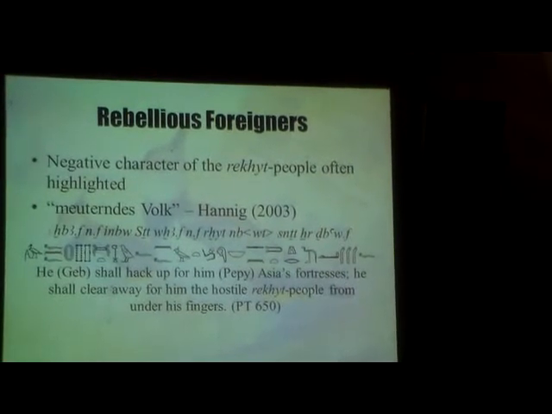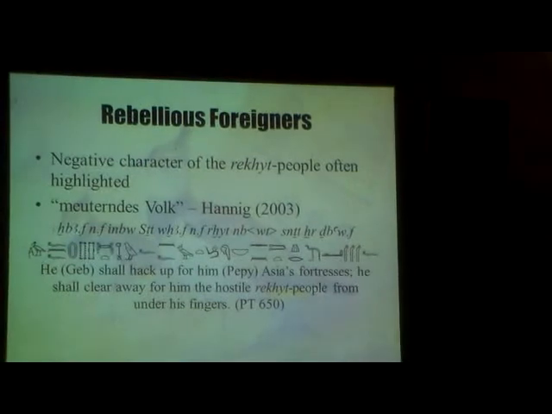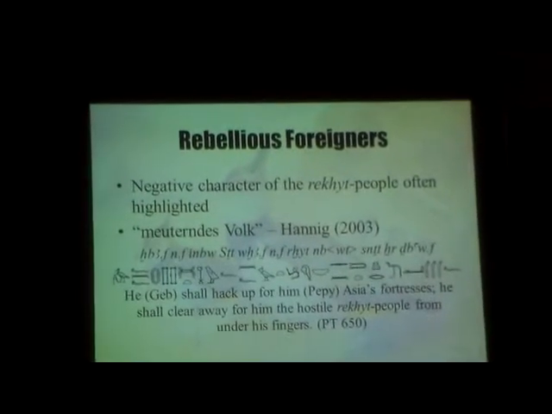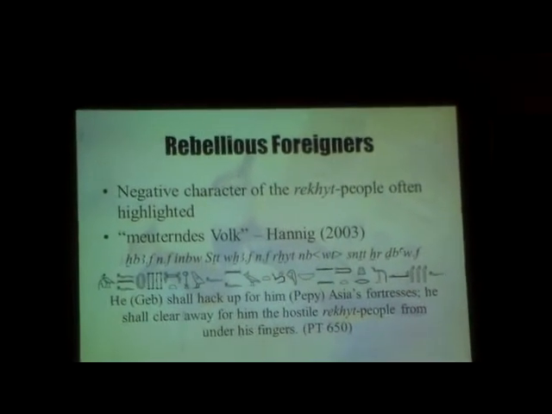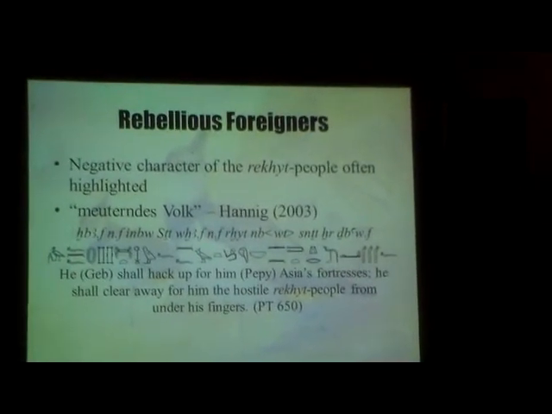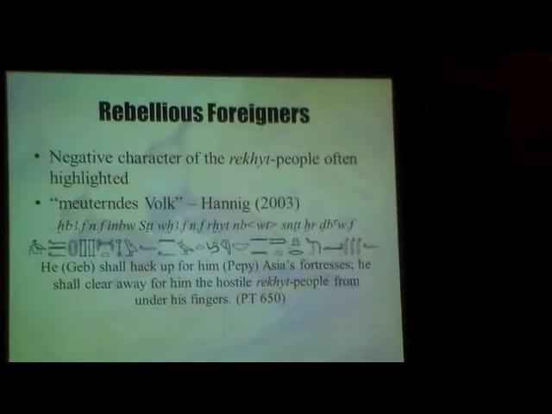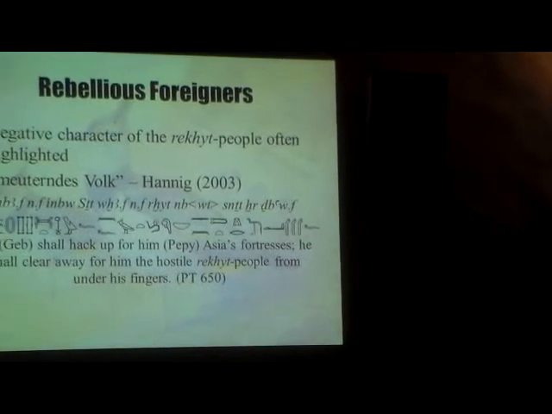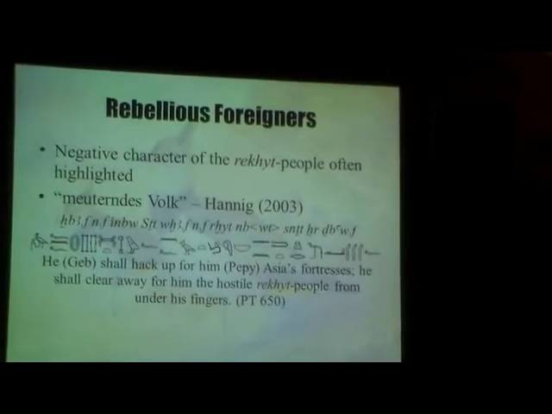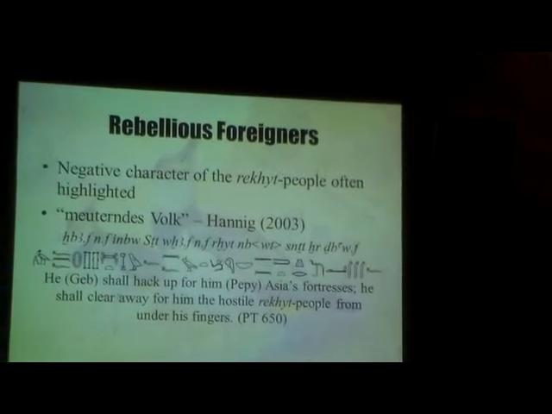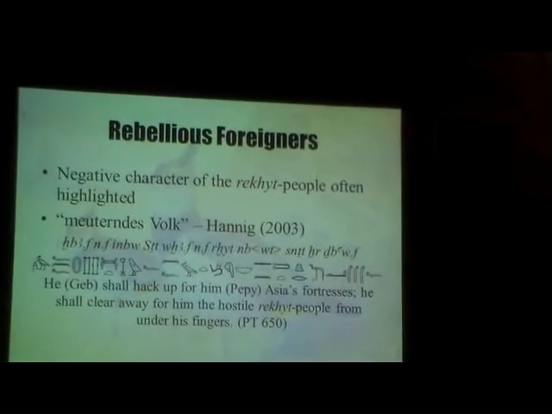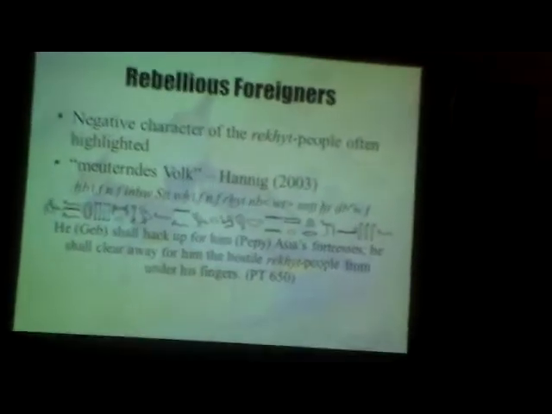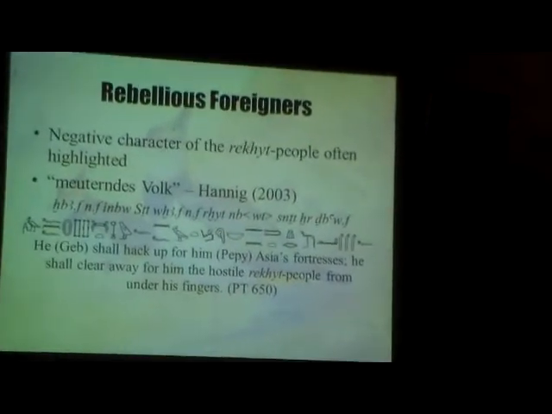You may have heard them being referred to as rebellious foreigners. And you'll find that in most Egyptological literature, the rekhyt people are really portrayed as being very negative. The negative capacities of the rekhyt people are really highlighted. And you'll see this in some dictionaries, such as Hannig's lexicon. To give you just one example of the inscriptions which support this idea, here we have one from the pyramid texts, and it says, he shall clear away from him the hostile rekhyt from under his fingers. So here the rekhyt people are referred to as being hostile, in a kind of negative capacity.